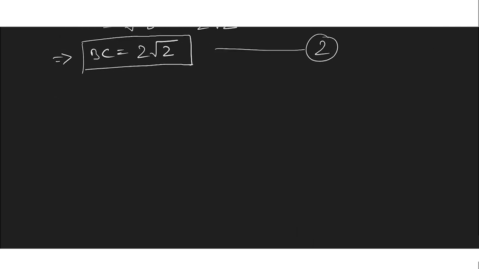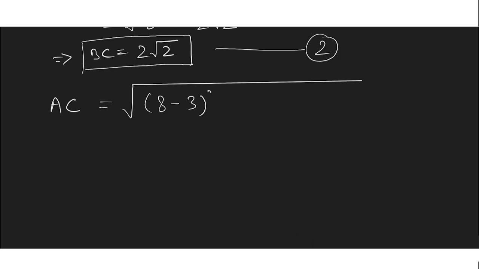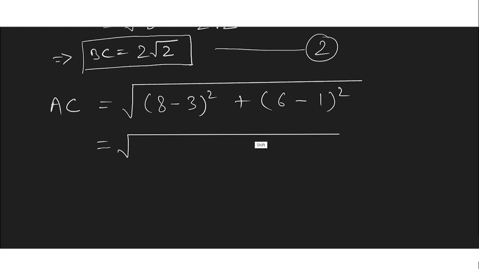Now let us calculate the length of AC, which is equal to square root of (x3 minus x1) whole square. x3 is 8 minus x1, which is 3, whole square, plus (y3 minus y1) whole square, 6 minus 1 whole square, comes out to be 8 minus 3, 5 square, 25, plus 6 minus 1, 5, its square 25 again.